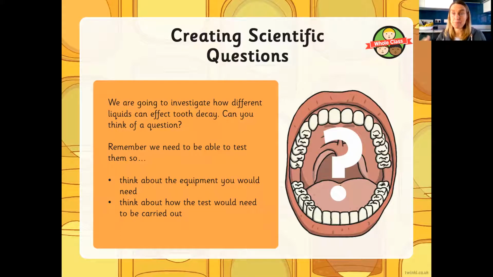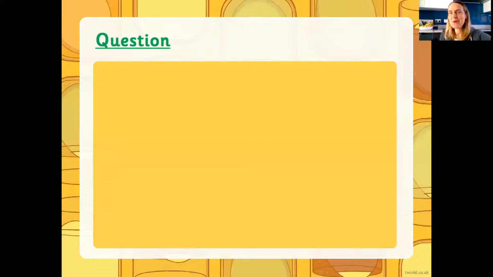If we were in the classroom now, we'd be talking about this. Obviously, it's not so easy because we're not. But I want you to pause the video, have a little think, and maybe try and come up with a question that you want to try and find the answer to, to do with finding out which liquids cause the most amount of tooth decay. Okay, so just pause the video for a second. Right, have you had time to come up with a question?